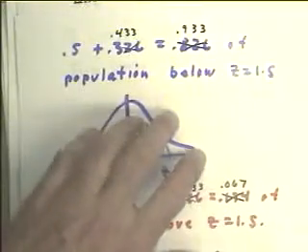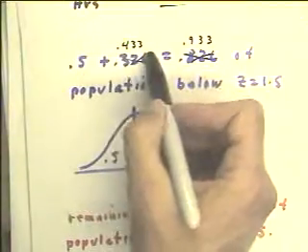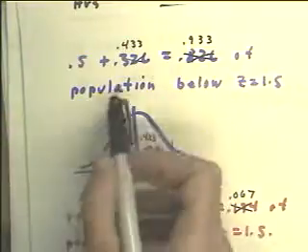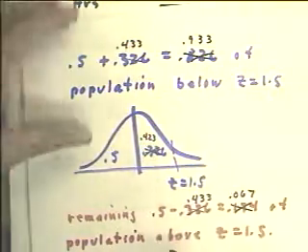We observed that 0.433, or 43.3%, plus the 50% on the other side of the mean will lie below 90, below z equals 1.5.